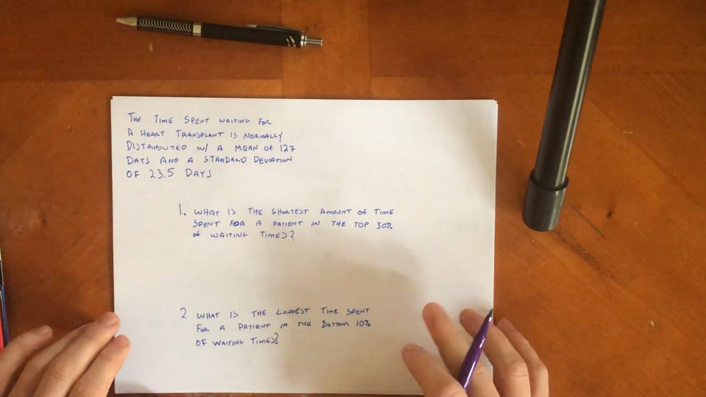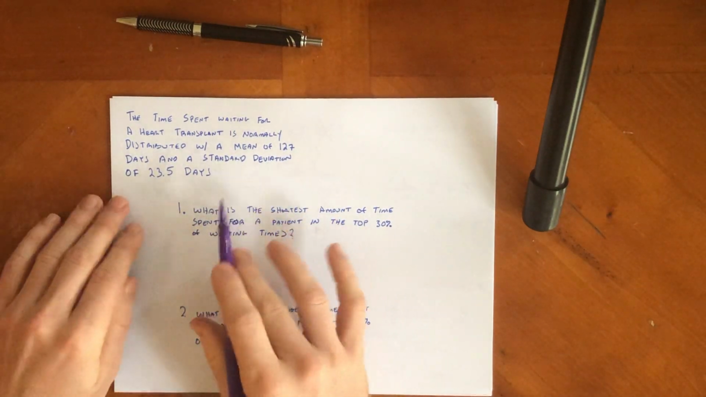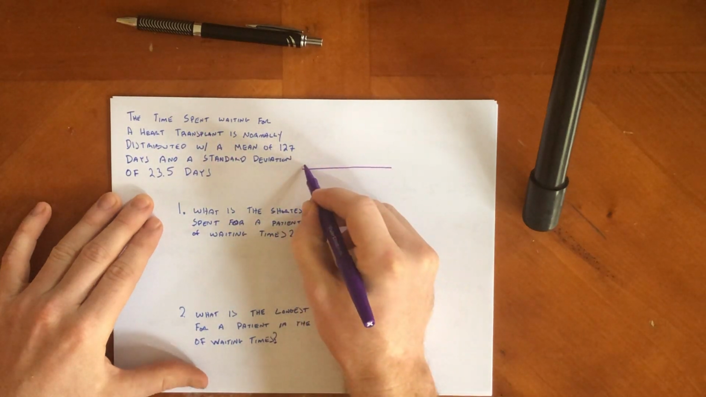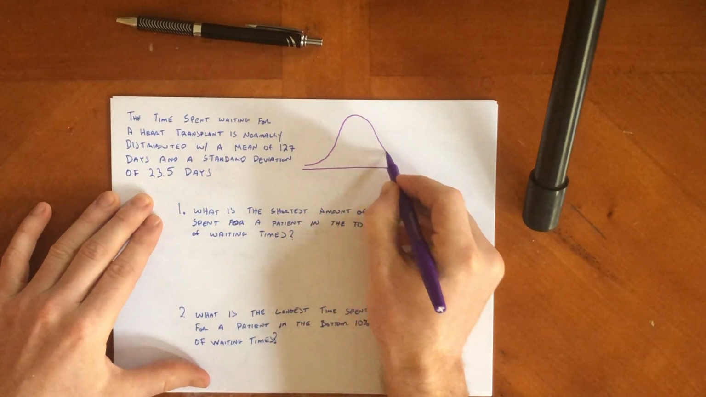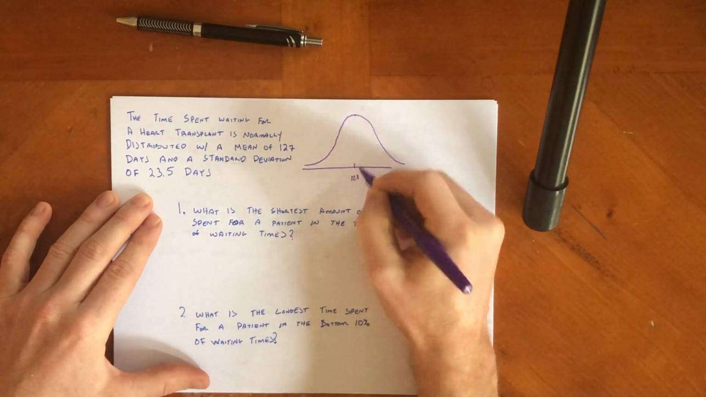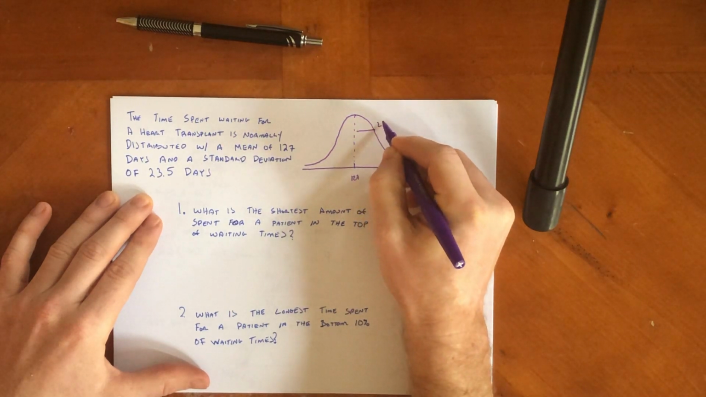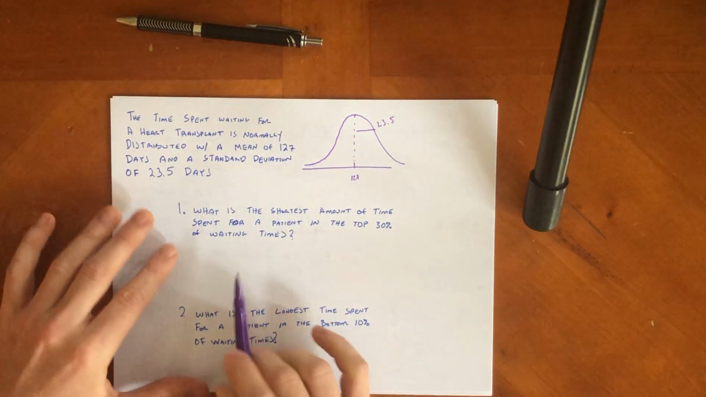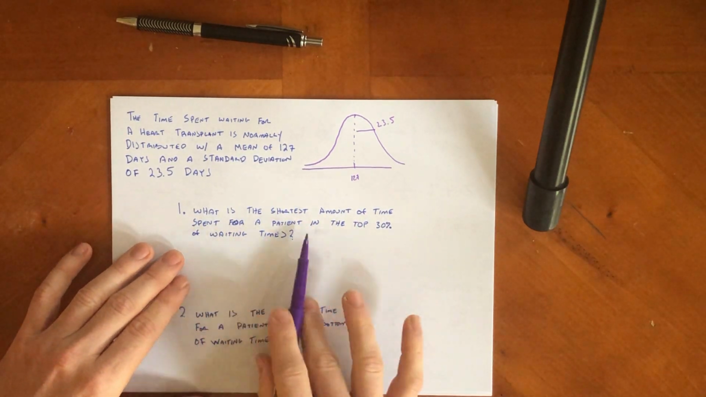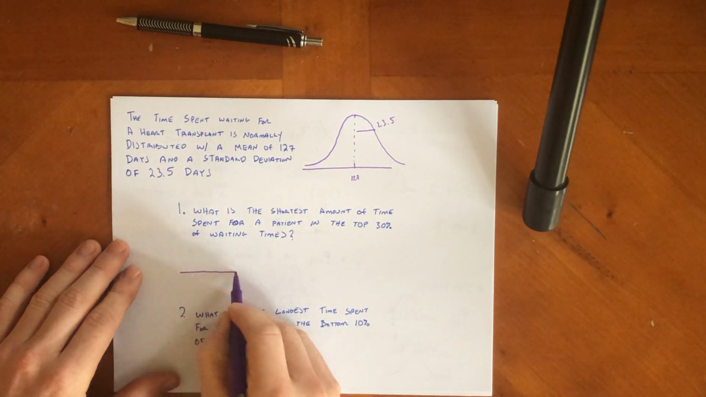Good. The time spent waiting for a heart transplant is normally distributed with a mean of 127 and a standard deviation of 23. So if I draw my normal distribution, I know the mean here is going to be 127 days, and the standard deviation is going to be 23.5. What is the shortest amount of time spent for a patient in the top 30th percent of waiting time? So the top 30% is going to look like this.